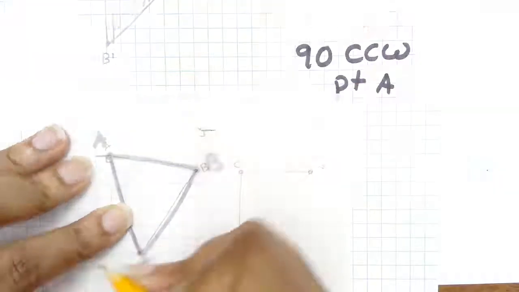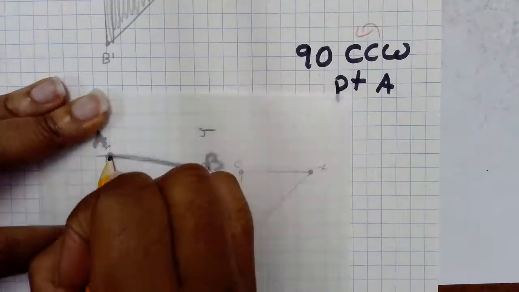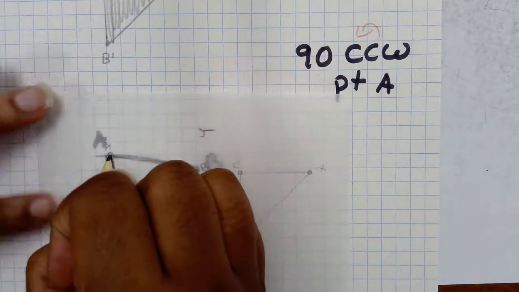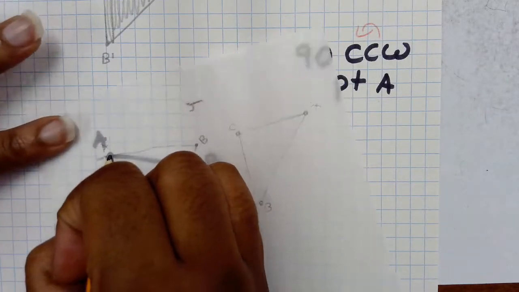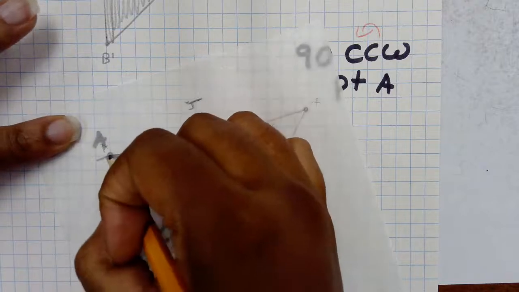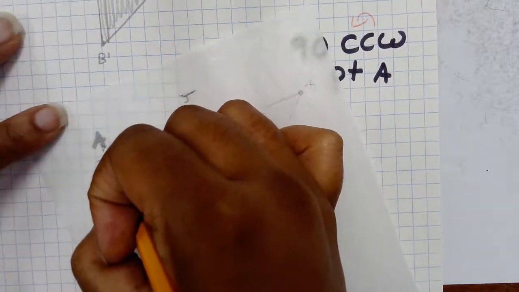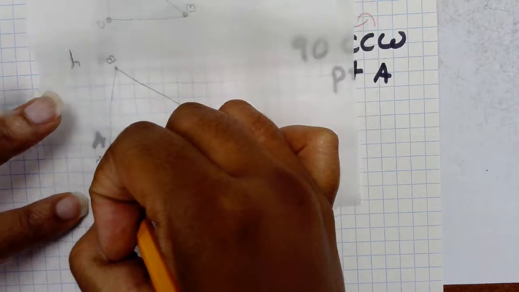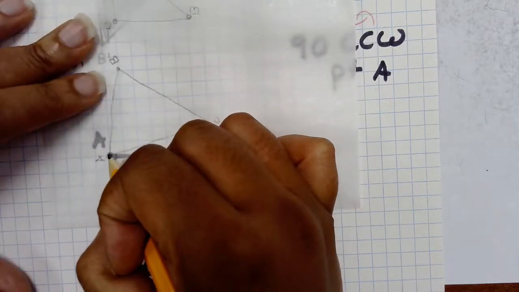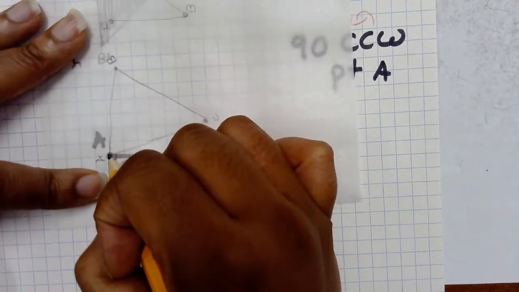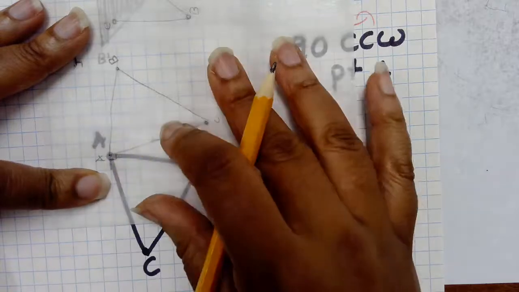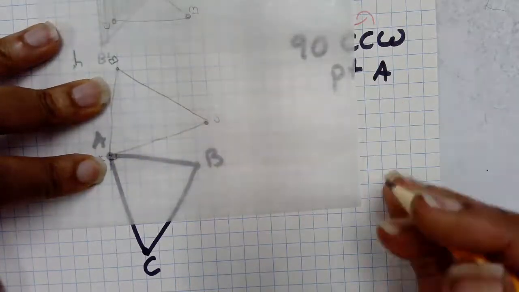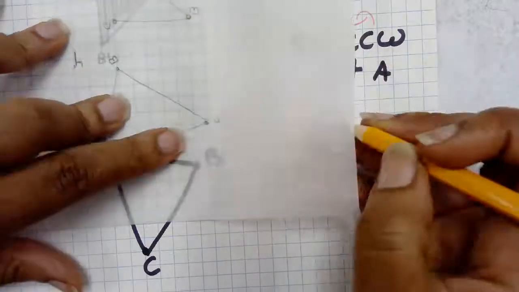So putting my pencil on A, I'm going to rotate this paper until that's a 90-degree angle again. And so far, that little line is not 90 degrees yet. So now I have it at 90 degrees. So I'm going to make my marks.